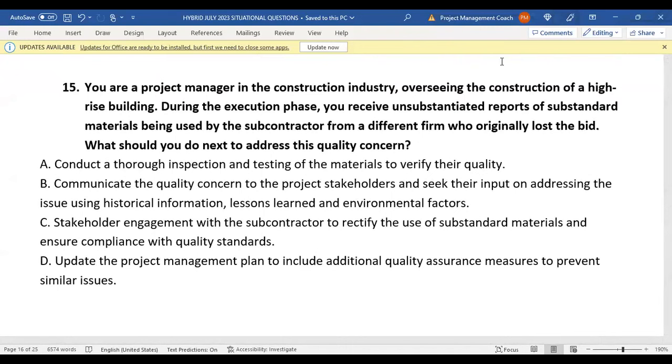You are a project manager in the construction industry, overseeing the construction of a high-rise building. During the execution phase, you receive unsubstantiated reports of substandard materials being used by the subcontractor from a different firm who originally lost the bid. What should you do next to address this quality concern? I'll give you some time to think about it.